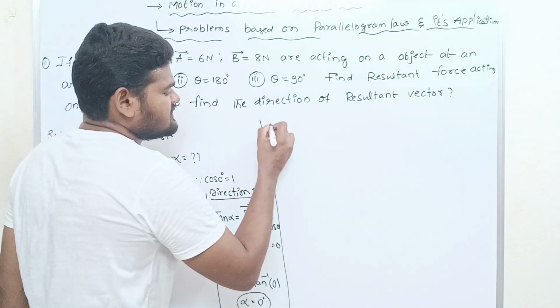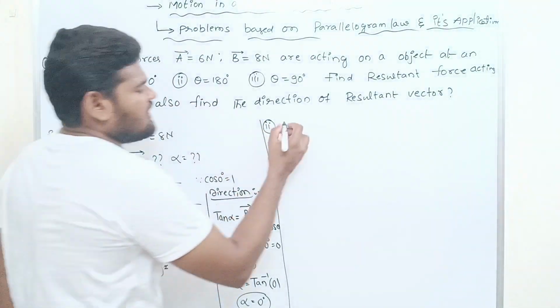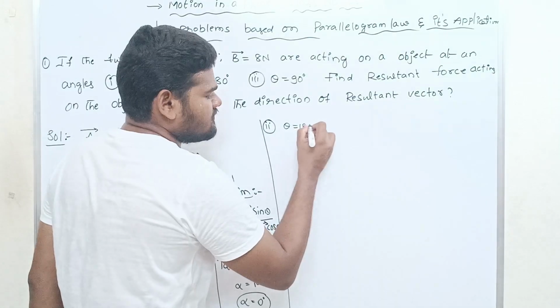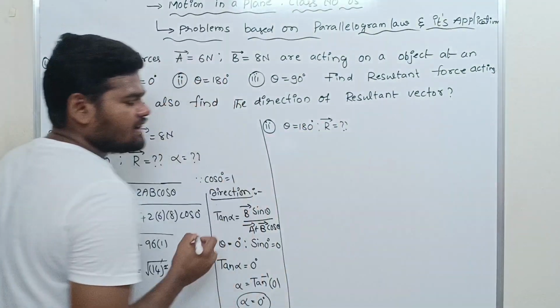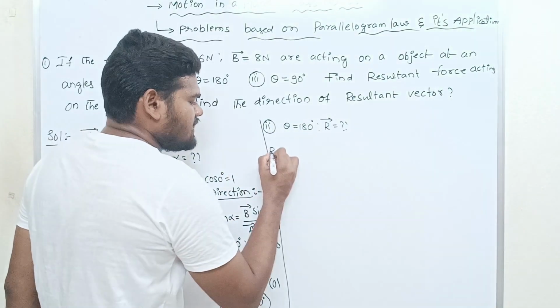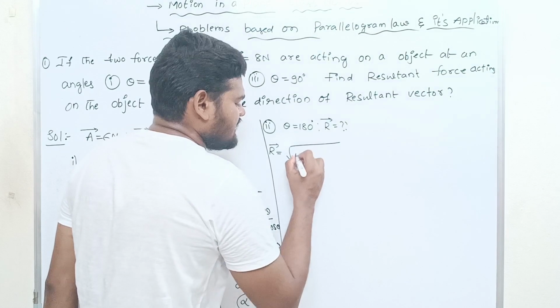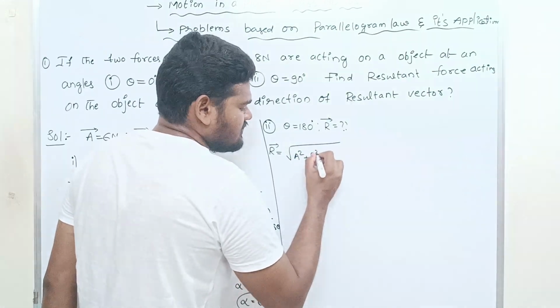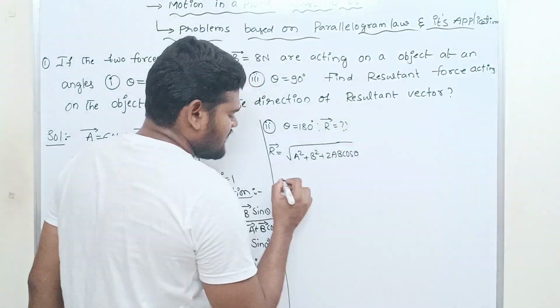Let us solve the second one. They are asking to find R at theta equal to 180 degrees. R is equal to, we have the formula: under root of A square plus B square plus 2AB cos theta. What is the value of A?